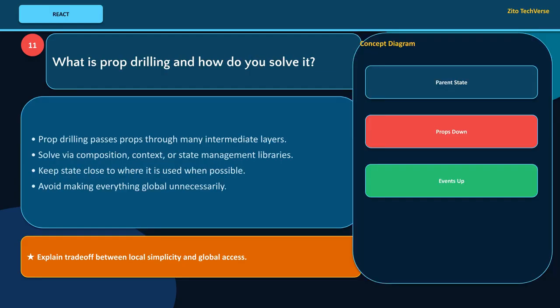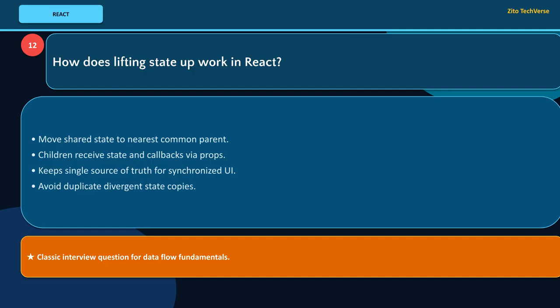11th. What is prop drilling? This happens when you pass data through many layers. You can solve this with composition, context, or specialized state libraries, keeping state as close to the usage point as possible. 12th. How does lifting state up work?